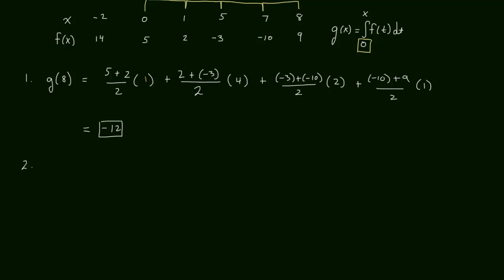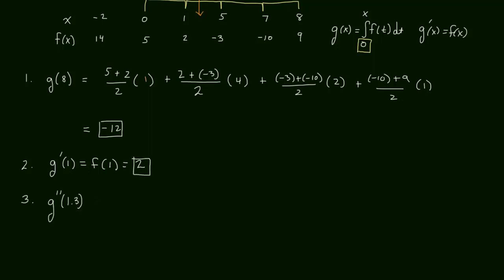In question number 2, it wants us to find g prime of 1. Well, that's what we've been talking about a lot in this unit. G prime of x is simply equal to f of x. So g prime of 1 is going to be f at 1, and then I just utilize the chart, and the chart tells me f of 1 is equal to 2.